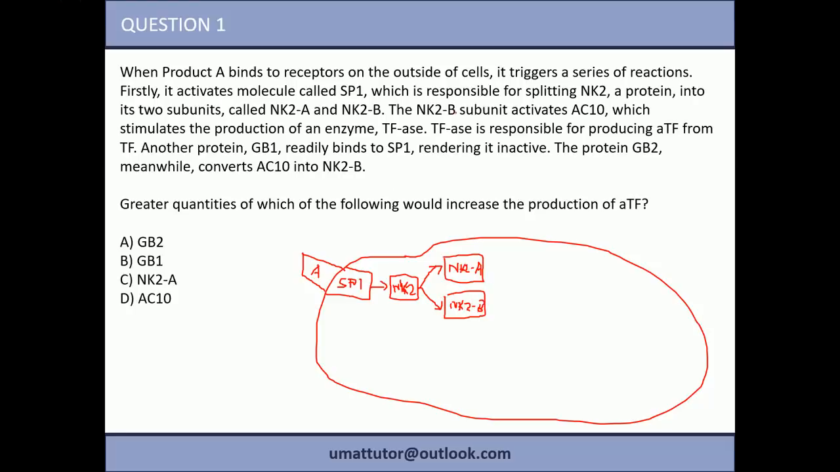Now the NK2B subunit activates AC10. So again, off the NK2B, we'll just do another arrow and another box, and we'll just say that's AC10. And it says that AC10 stimulates the production of an enzyme TFAs. So again, one more arrow, we'll just put TFAs here.